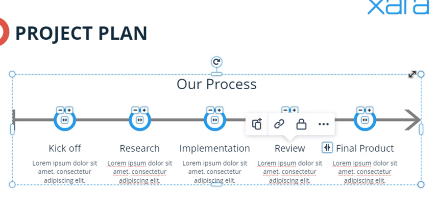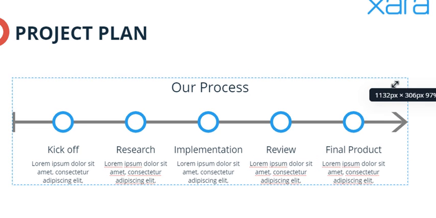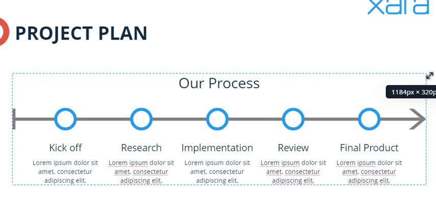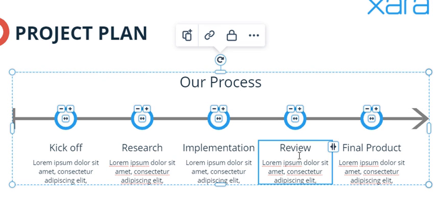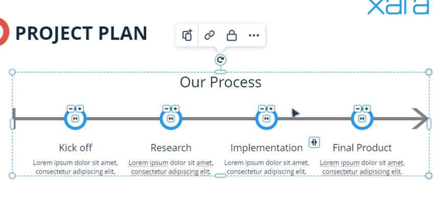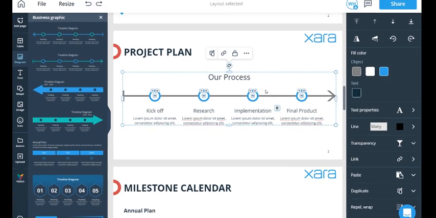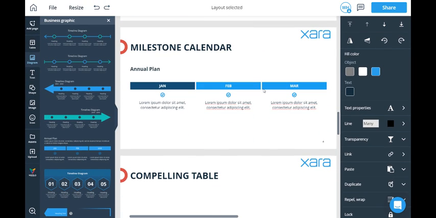If, for example, you need to size it, you want to make it smaller or bigger, you can go ahead and use the handles. If, for example, the client says, actually, we don't need the review phase anymore, you just come and click the minus and it will automatically adjust accordingly.